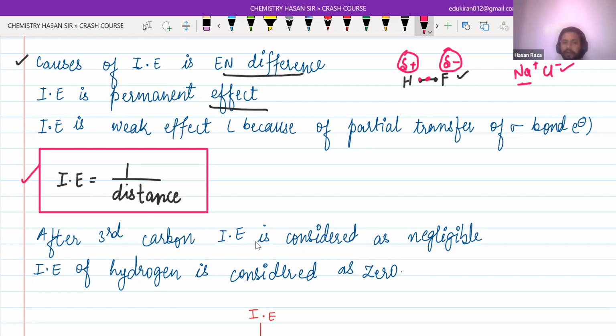Inductive effect is inversely proportional to this. After third carbon, inductive effect is considered as negligible, and also inductive effect of hydrogen is considered as zero. This is also very important. The inductive effect of hydrogen, we consider it as zero.